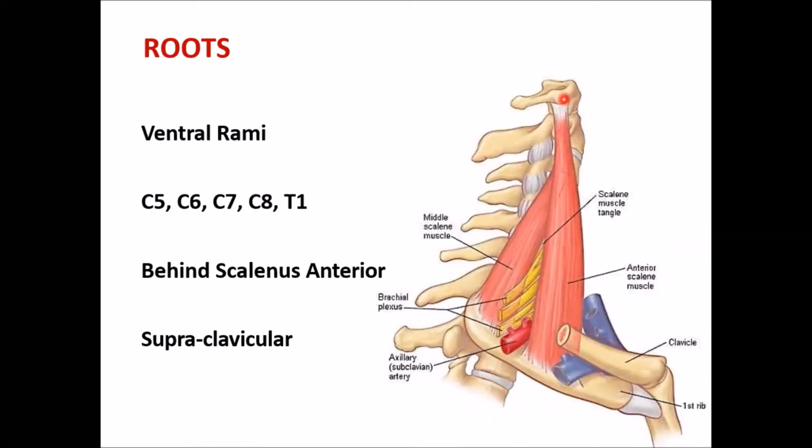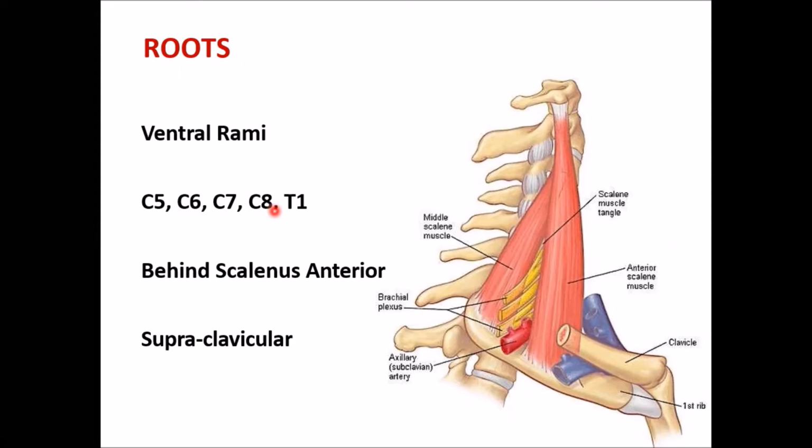First of all, roots. These are the 4 things which you have to remember about the roots. First of all, they are coming from ventral rami, number 1. Number 2, they are coming from C5, C6, C7, C8, T1. So 5 roots continue to form the brachial plexus.